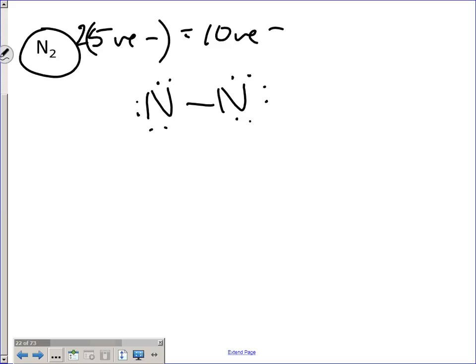So I'm going to say, look here, greedy nitrogen number 1. I'm taking your pair. And the other nitrogen, I'm taking your pair. And what am I doing now? Making a double bond to share. Okay, so I take away 2 and I add 1 back. So what's my count now? 2, 4, 6, 8, 10, 12. Dang it, what do I need to do?